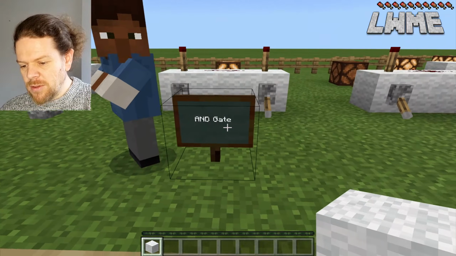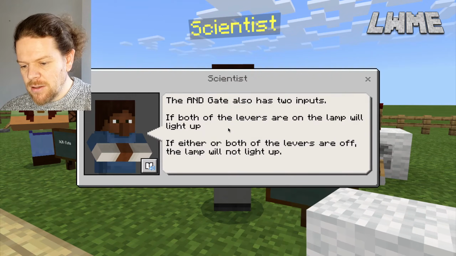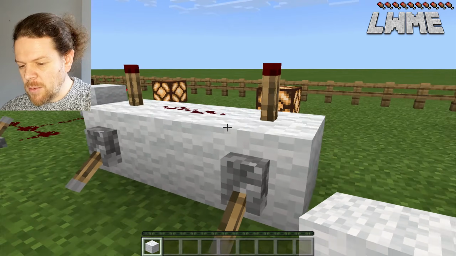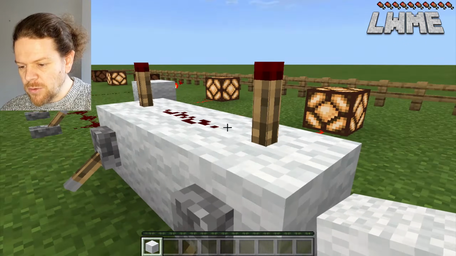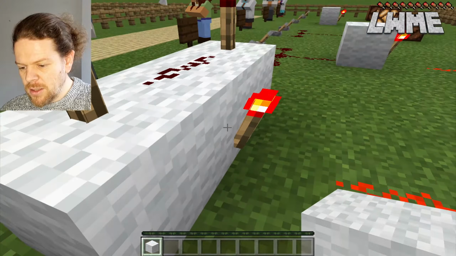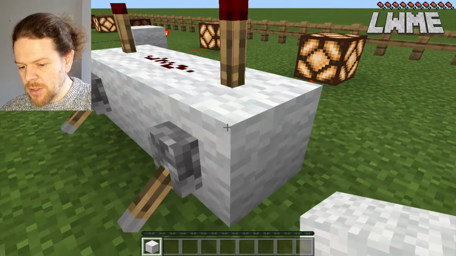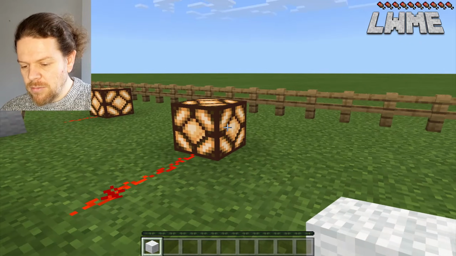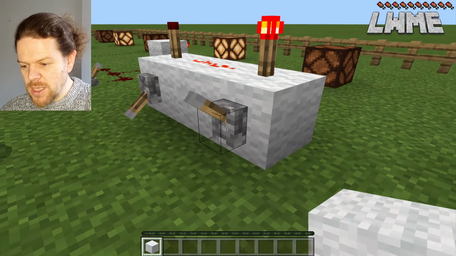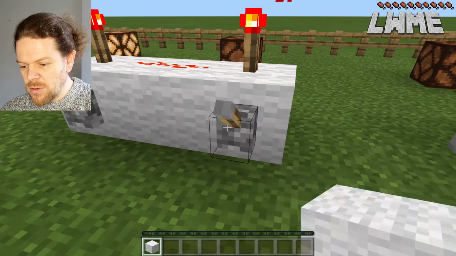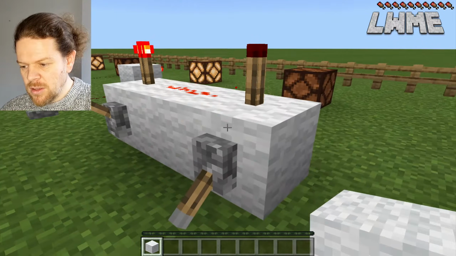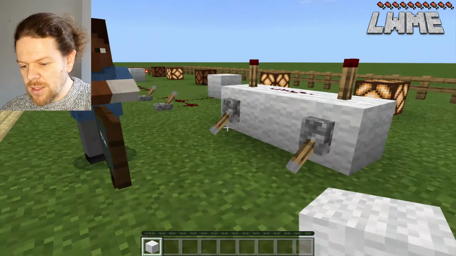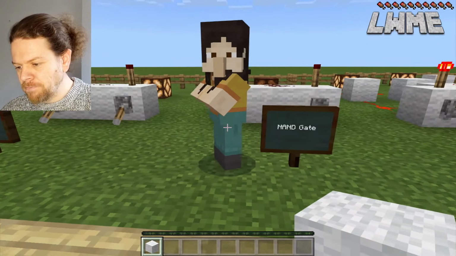Next one, as you can see from the board down here, is an AND gate. So if both of the levers are on, the lamp will light up. So it has to be both of them. We've got two redstone torches joined up here, and a redstone torch inverting the output. So at the moment, both of these switches, the levers, are on, and the lamp is illuminated. But if either of those goes off, the lamp goes out. So we need both of those to be on, and that's called an AND gate.